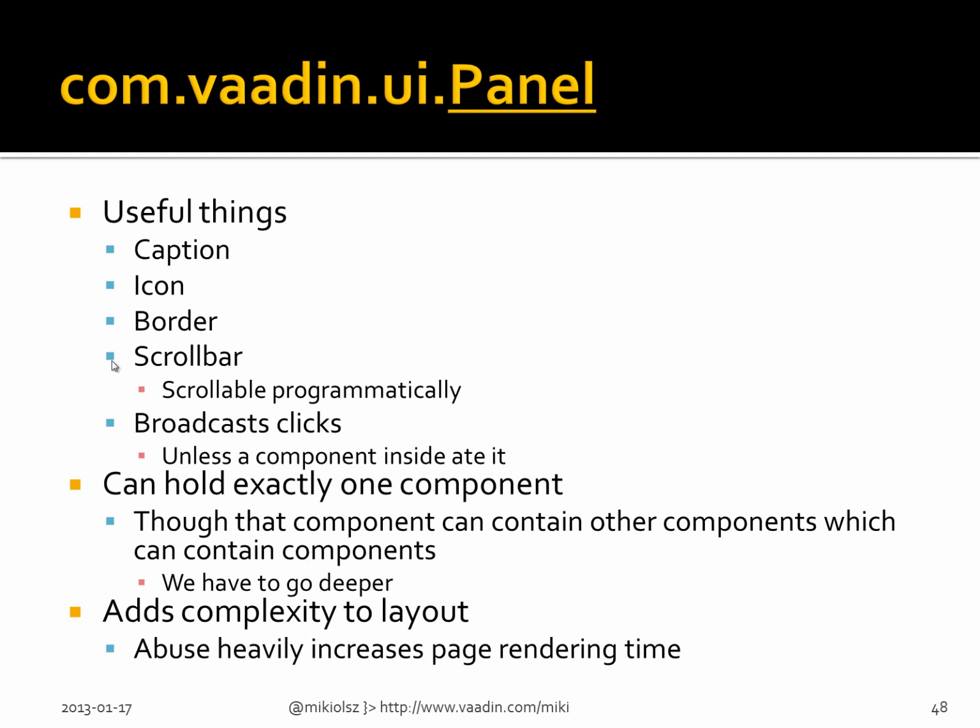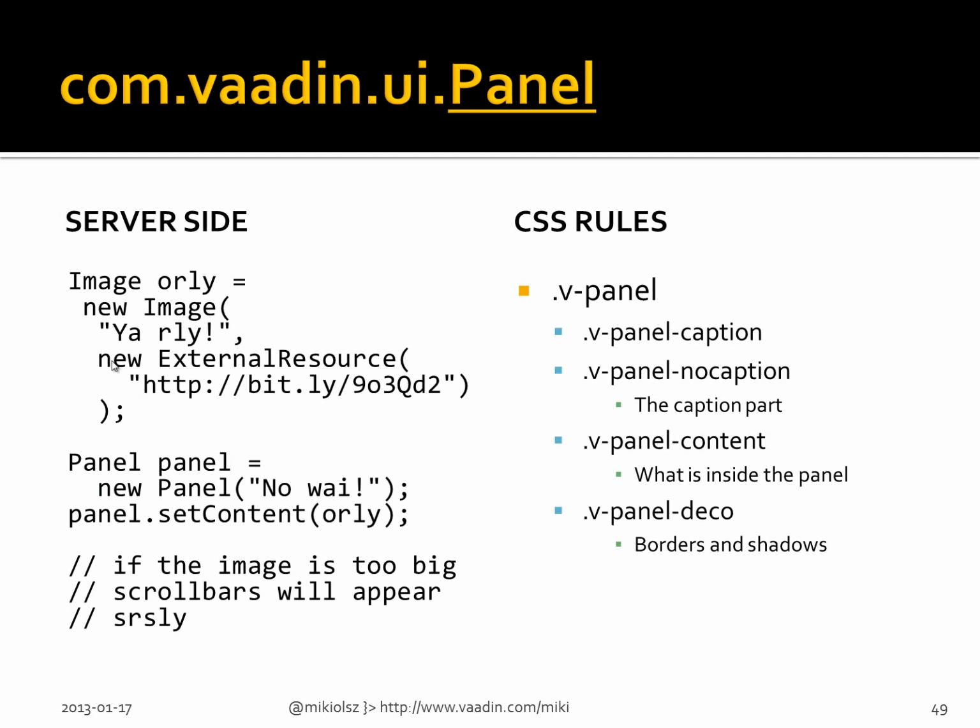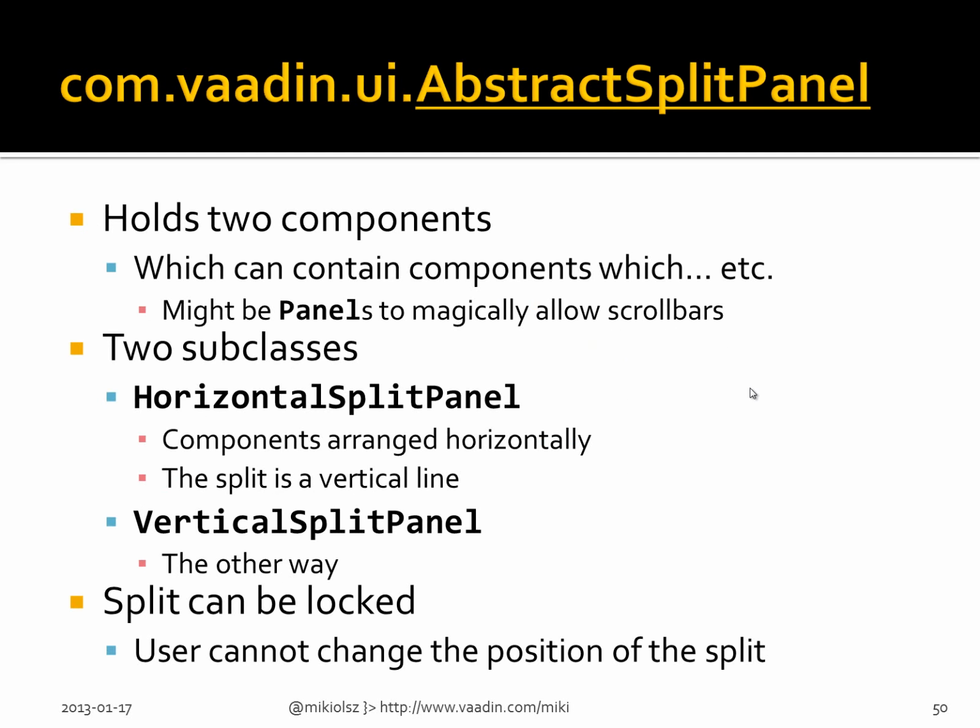Panel provides a caption, an icon, a border, and a scroll bar for its contents, and it also broadcasts clicks unless a component inside the panel handled the click itself. And here is some code to show you how it works. At the beginning we create an image, then we create a panel, and we set contents of that panel to the image. Now if the image is too big, the scroll bars will appear automatically. The CSS rules for panel are very simple. The main component is inside a v-panel. As I said, panel stores only one child component.